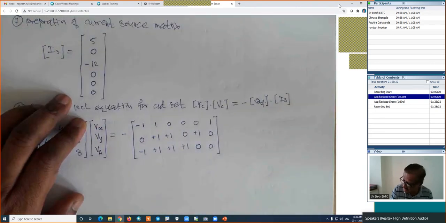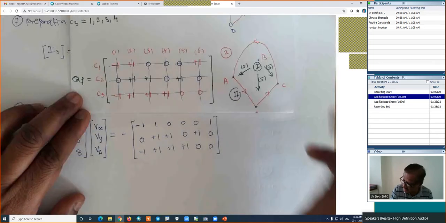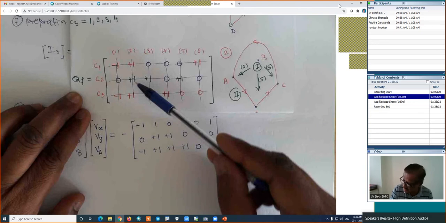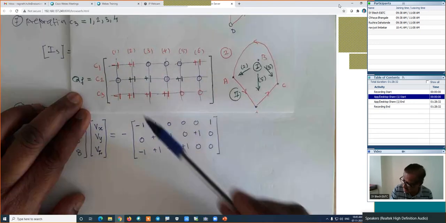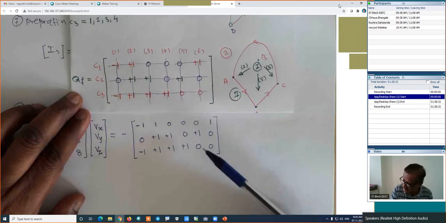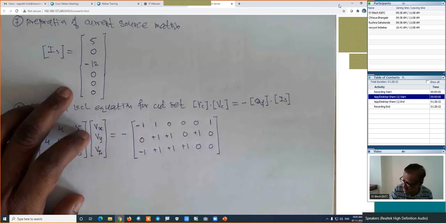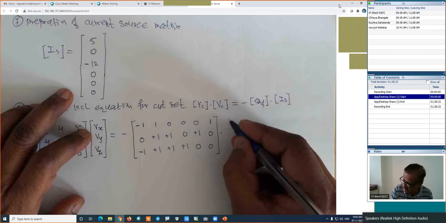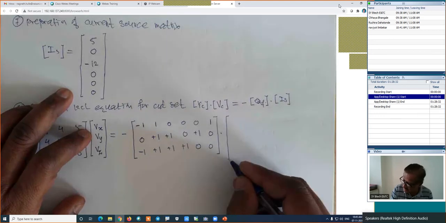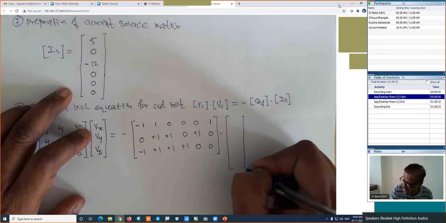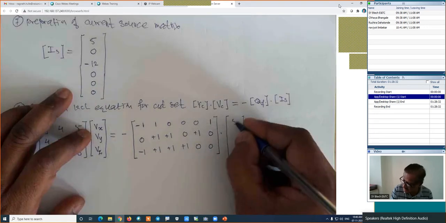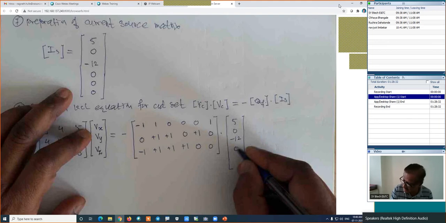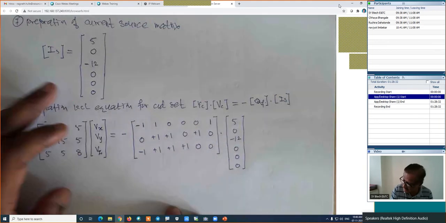Is it right? This is the QF. Check it once again. This is minus 1, plus 1, 0, 0, 0, plus 1. Then 0, plus 1, plus 1, 0, plus 1 and 0. Then minus 1, plus 1, plus 1, plus 1, 0 and 0. Absolutely fine. This is QF, into IS. IS is the current source matrix, which we already have with us. This is 5, 0, minus 12, 0, 0 and 0. This is IS.